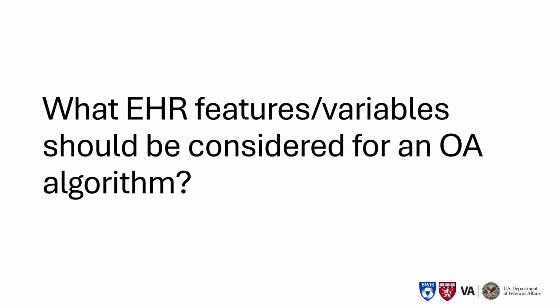The first step, I think, that most people are stuck at is what EHR features or variables should we even consider for an OA algorithm? As clinicians, we know what goes in, but we really are thinking just about codes and medications. But with AI, there's an opportunity to think about a lot more of those informative features to have a more robust algorithm that can really capture your patients at a higher sensitivity and specificity.